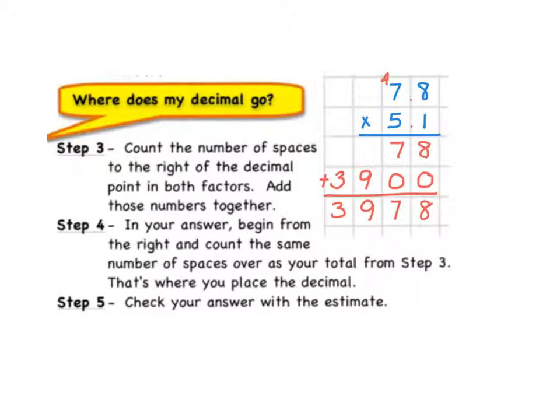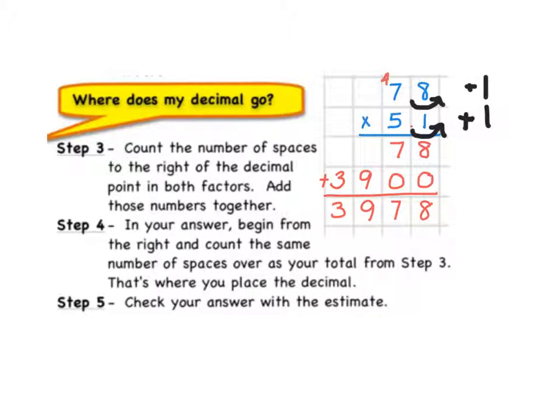of the decimal point in both factors. So if I'm looking over here, I have a decimal point. I have one space to the right of that decimal point, giving me a 1. And if I look down here in this factor, I have one space to the right of that decimal point, giving me a number of 1.